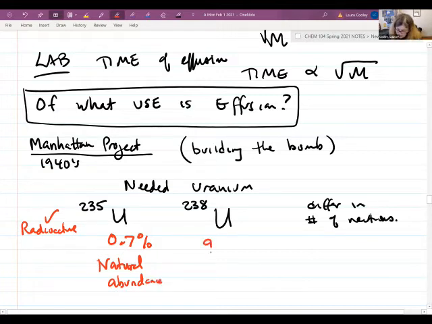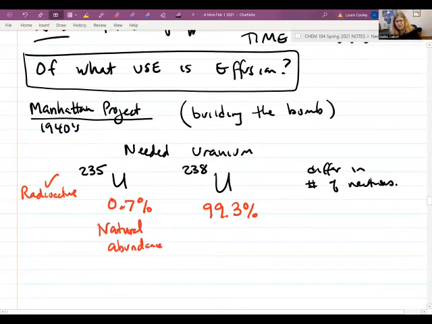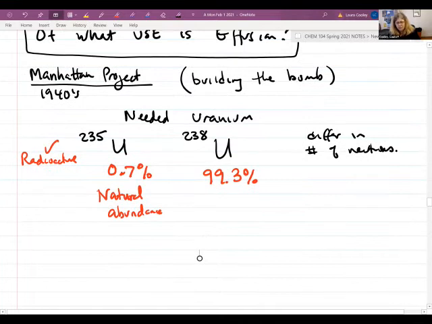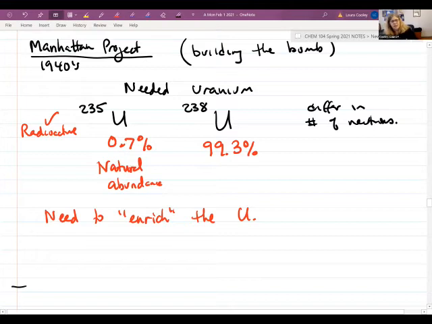Whereas the other one is 99.3%. You might look at that and say, I'm never going to get anywhere with this. How am I going to use this stuff if it's less than 1% available in nature? It's too low to use. So in order to use it, you need to enrich the uranium. I don't know what percentage it has to go up to be usable in a bomb, but I know it has to go up significantly from 0.7. So how are you going to do this?